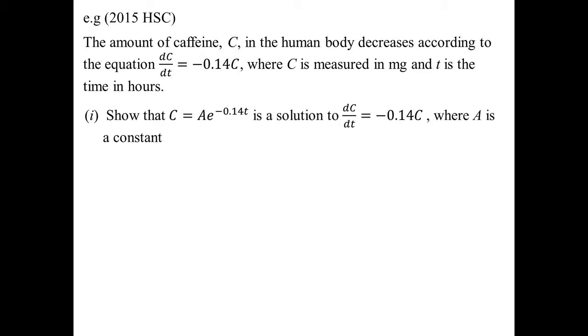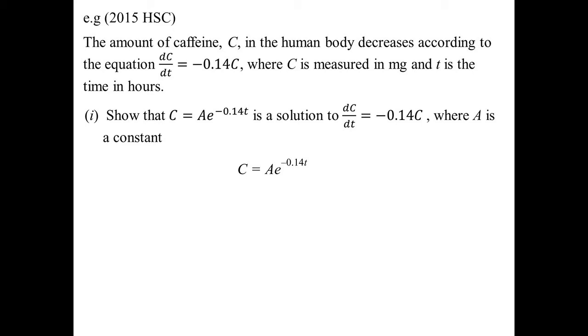So you remember I just said we can just jump to the solution. So what they often do with these is sort of reverse it. Rather than saying solve the equation, they give you the solution and say show that this solution works. So that was the first part to this question. Solution: C equals Ae^(-0.14t). Okay, well all we've got to do is differentiate it and show that it satisfies dC/dt equals minus 0.14 times C itself. So there's the equation they've given us.